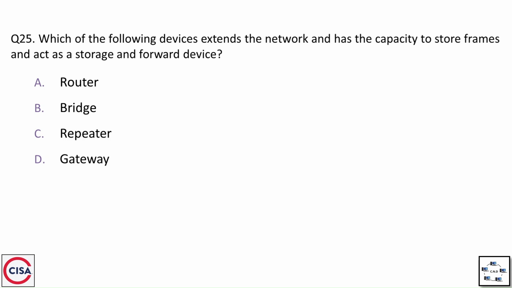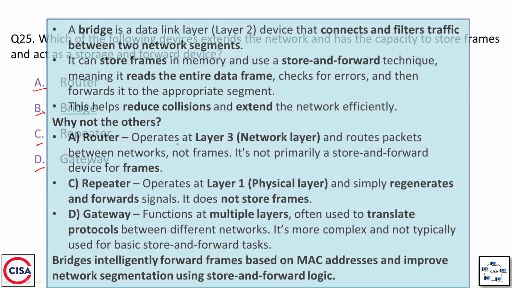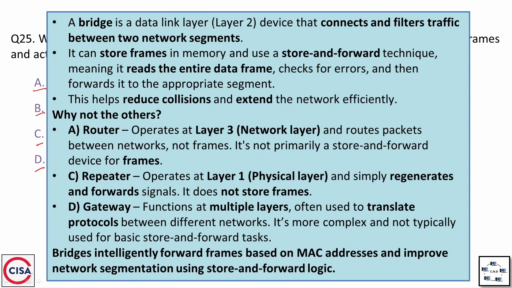Question number 25. Which of the following devices extend the network and has the capacity to store frames and acts as a storage and forward device? And the options are option A, router, option B, bridge, option C, repeater, and option D, gateway. And the correct option is option B, bridge.